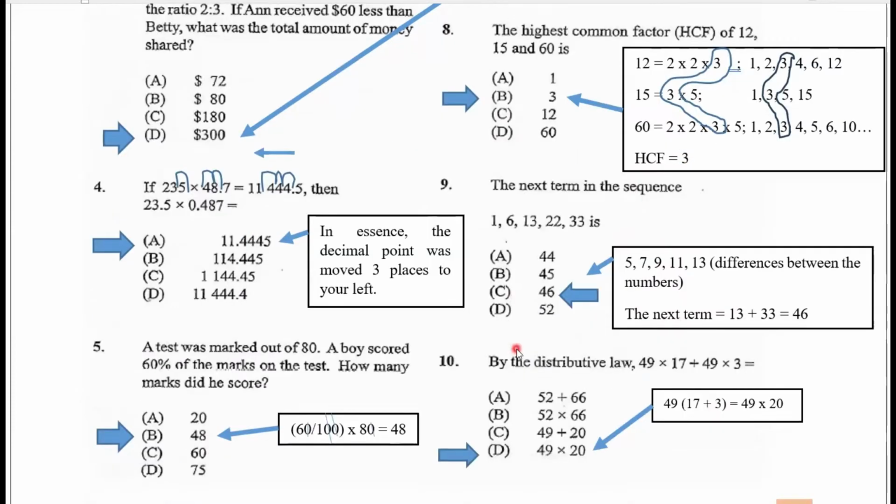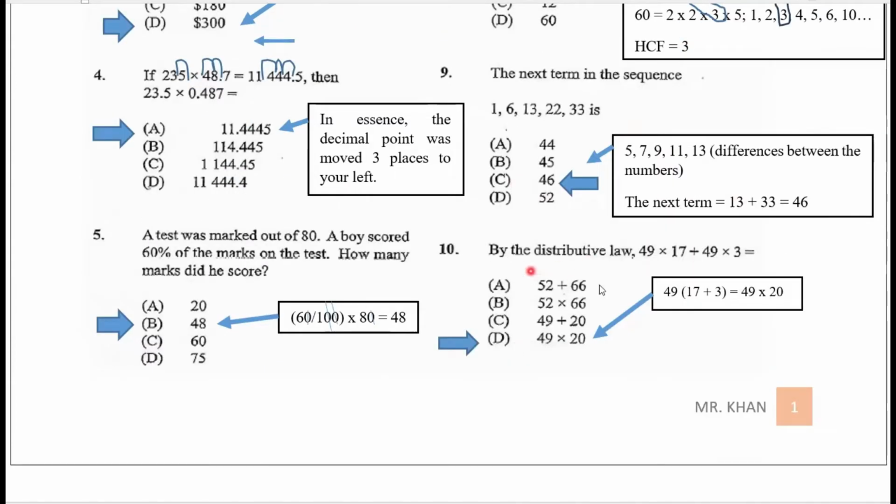Let's see. Number 10, by distributive law, 49 by 17 add 49 by 3 is what? So you could see here 49 is common. You pull that out. And what do you have with 17 add 3? The 17 add 3 is 20. So you come up with 49 by 20. That's D as in dog.